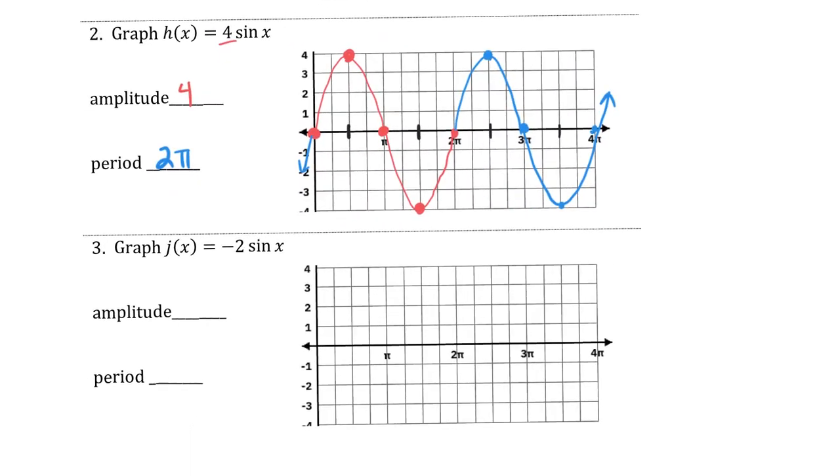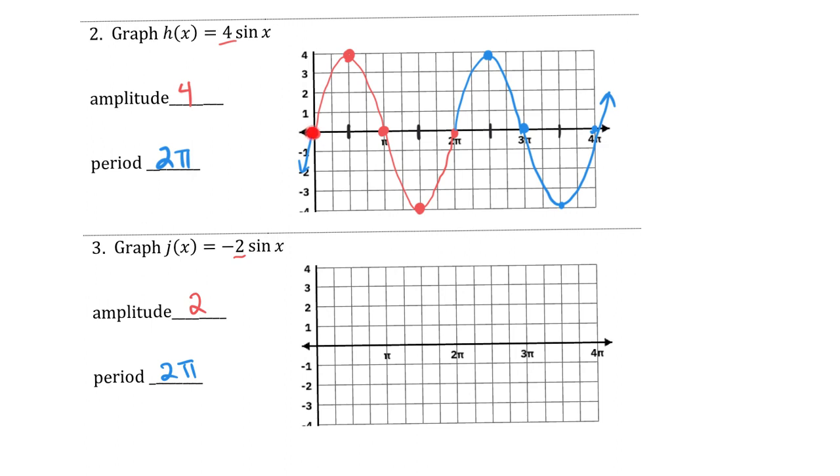Okay, one more sine graph. Okay, let's look at this. J of x equals negative 2 sine x. What's the amplitude? Okay, the amplitude is 2. The negative is telling me there's going to be a reflection. Okay, but the amplitude is always positive. It's just like your vertical stretch is always positive. The period's still 2 pi because we're going to stay in the period of 2 pi for a long time now.